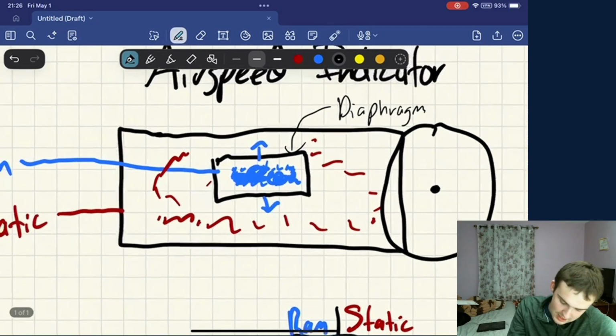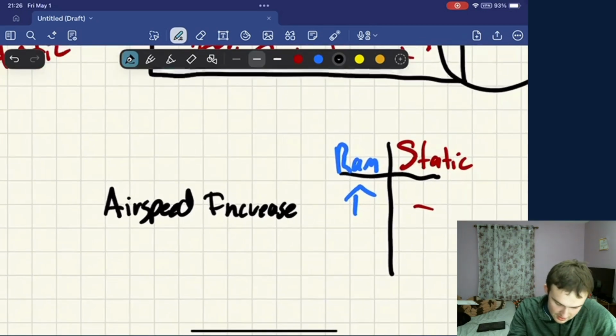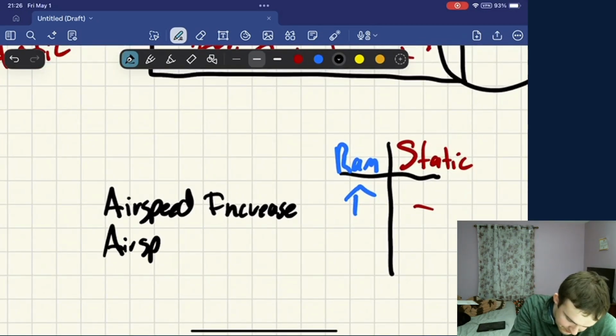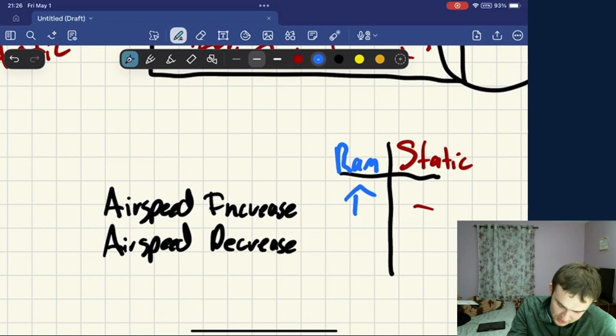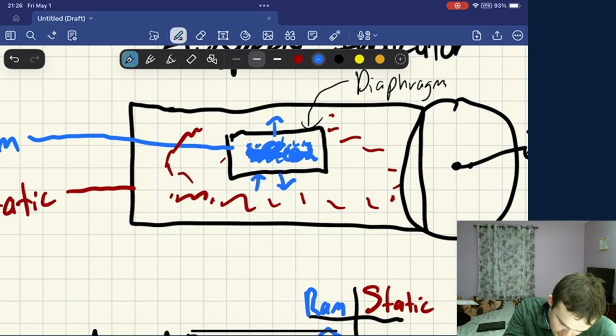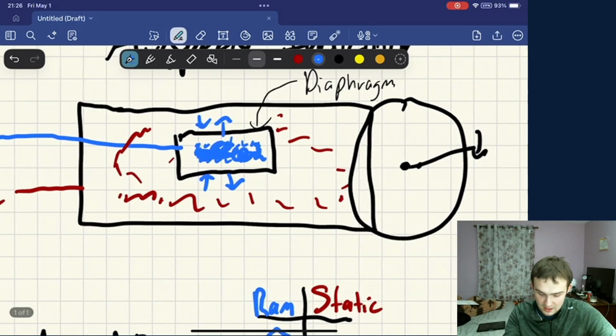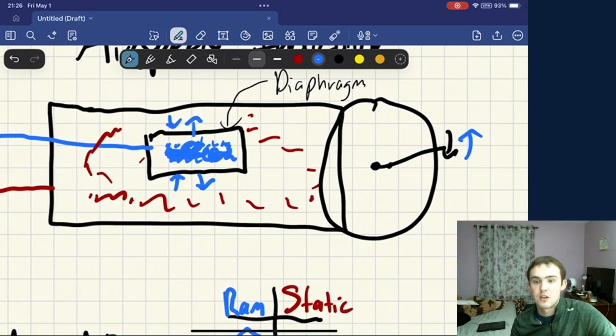It's going to cause the needles to show that we are accelerating. And vice versa, as airspeed decreases, that ram pressure is going to drop, and our static pressure is going to stay the same. And what that's going to do is cause the diaphragm to contract, which is going to have the opposite effect on our airspeed indicator and show that we are decelerating as those two pressures get closer together.